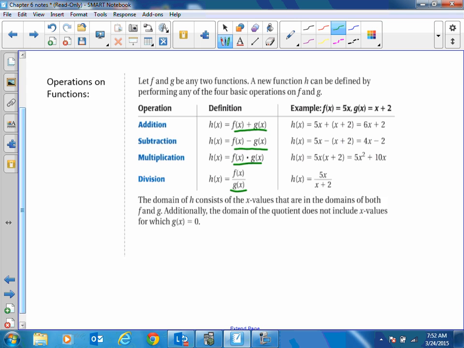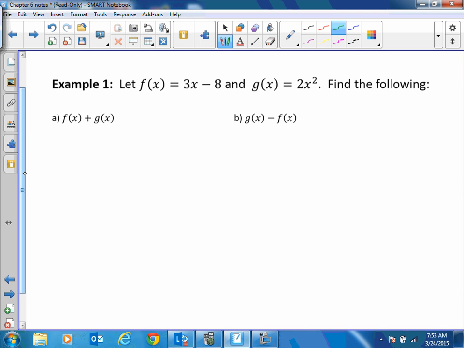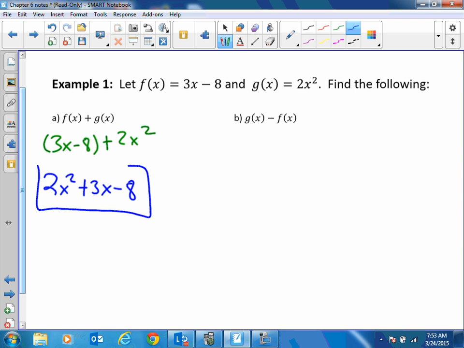We won't get much into that, but we'll talk about it a little bit as we go along. So the first one says, example 1, let f of x equal 3x minus 8 and g of x equal 2x squared. Find the following. So f of x plus g of x, we just write 3x minus 8 plus 2x squared. Well, if they were like terms, we would combine like terms, but there are no like terms on this one, so we're just going to rewrite it in standard form as 2x squared plus 3x minus 8. And that'd be our answer. Okay, we added f of x and g of x. That's all we have to do.